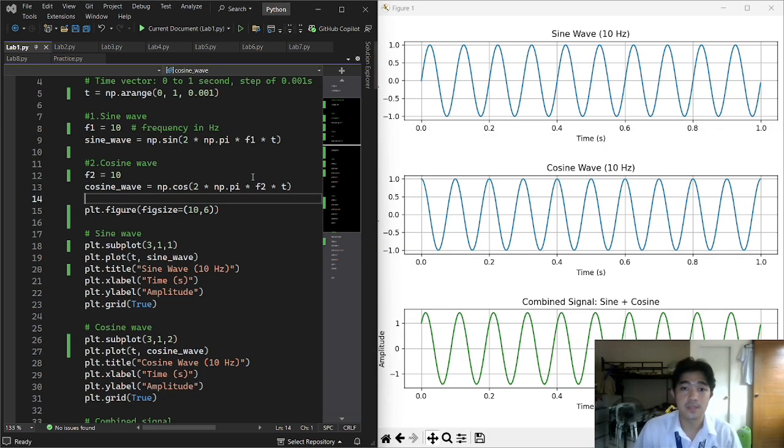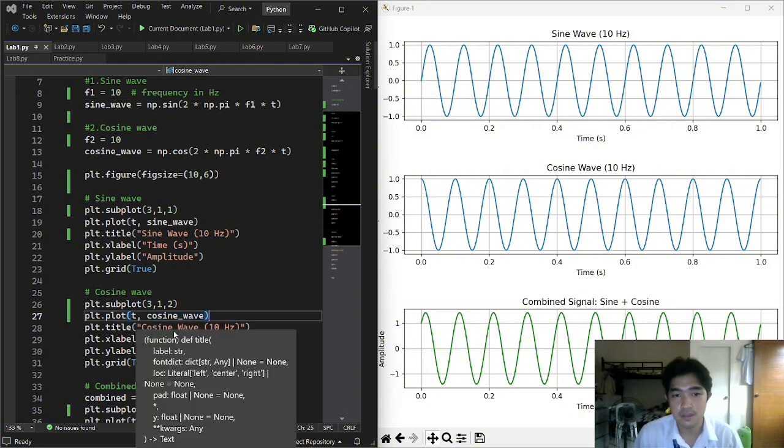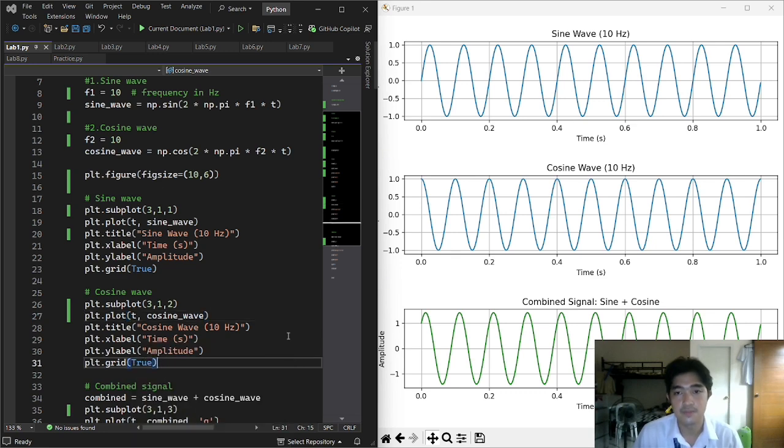Now let's talk about the cosine wave. Same as what we did with the sine wave, to define the cosine wave, we use np.cos instead of sine, and 2 times np.pi times the frequency for the cosine wave and the time. Now to plot the cosine wave, I used the same as for the sine wave, but in the plt.plot, instead of sine wave, we put cosine wave, and the title cosine wave, the x label time, and the y label amplitude.